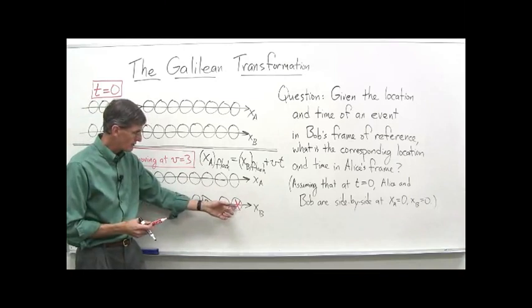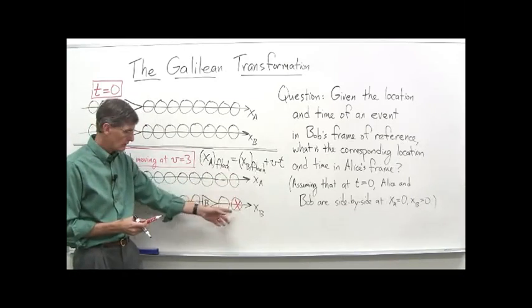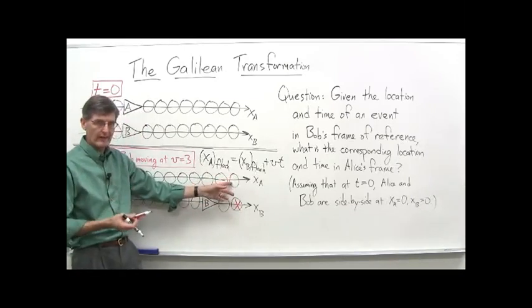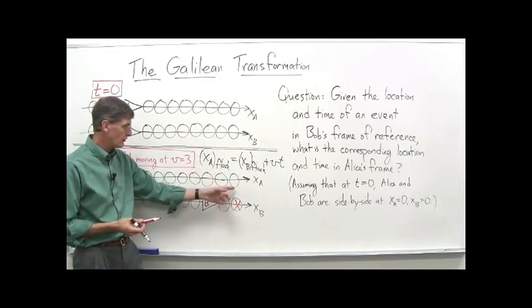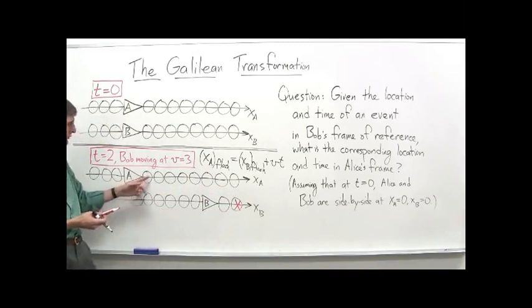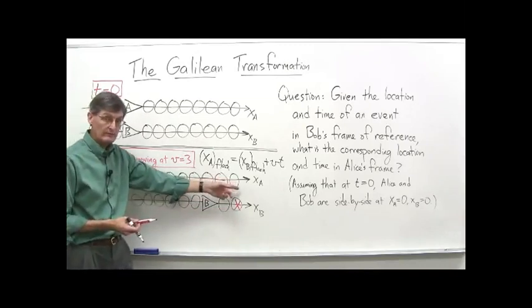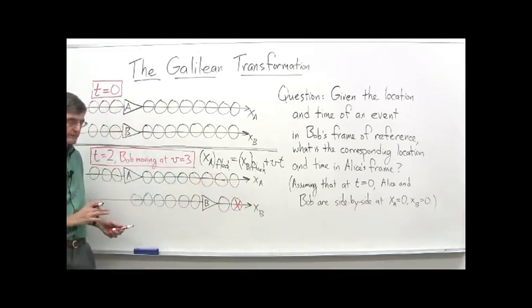If I want to find out where that flash of light is in Alice's frame of reference, where does she see it occurring? Note that when this flash occurs, she could also take a picture right there, right? She has a camera that takes a photo of the clock and the flash. She says the flash to me occurred at position 1, 2, 3, 4, 5, 6, 7, 8. And we'll deal with the time here in a second.